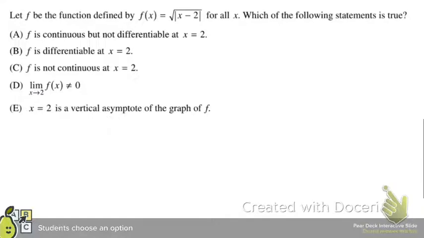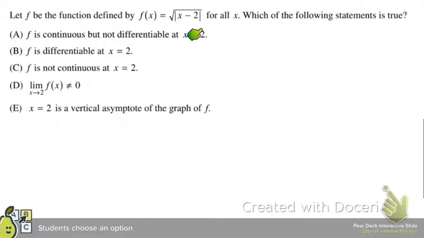Now you might not know what this function looks like off the top of your head, but I want you to be able to graph it in terms of plotting some points without a graphing calculator. So it says let f be the function defined by f of x equals the square root of the absolute value of x minus 2 for all x. Which of the following statements is true? If you just start plugging in points, so for example, if I plug in 2, just because I know 2 is going to give me a square root that actually works, I get 2 minus 2 is 0.